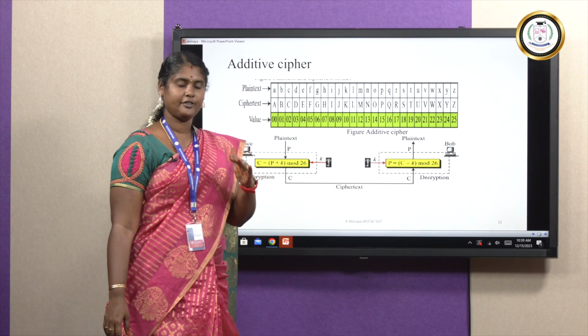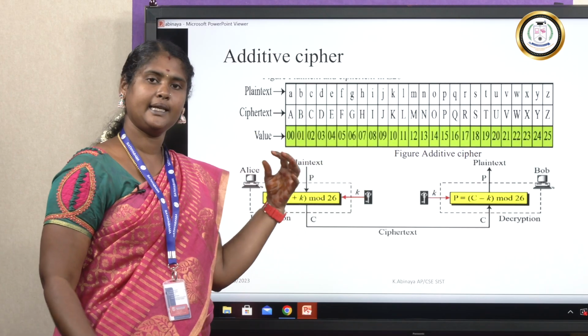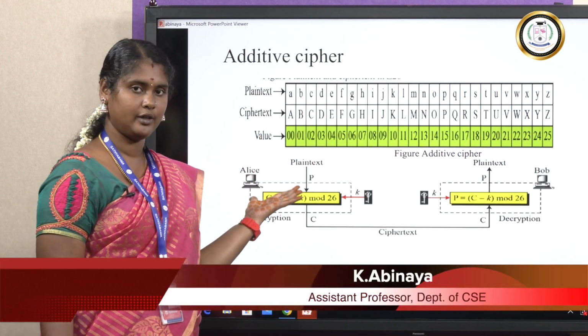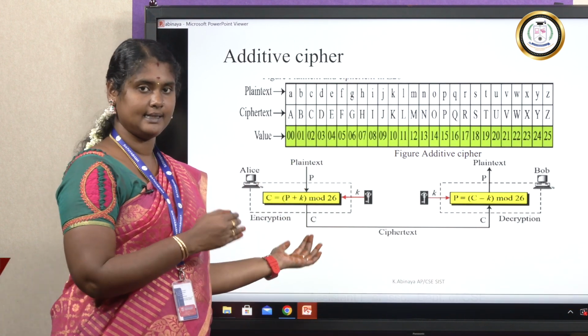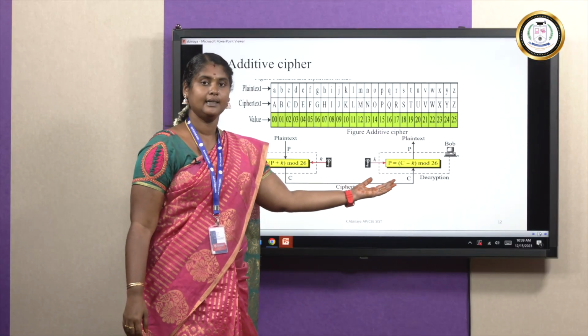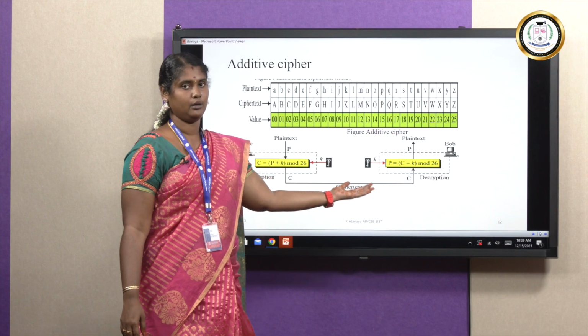If it is a Caesar cipher, I can have a key of only 3. But here we can use any key. In additive cipher, we can represent the key as any number based on our wish. But the same key we need to use in decryption, then only we can retrieve your original data.